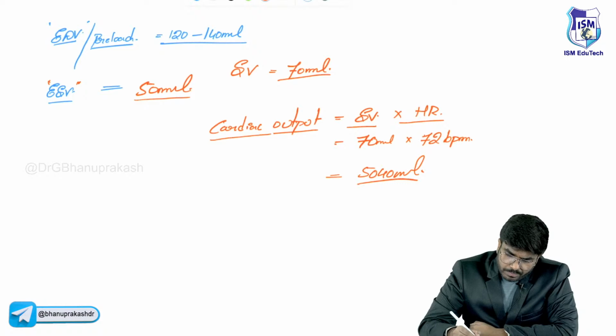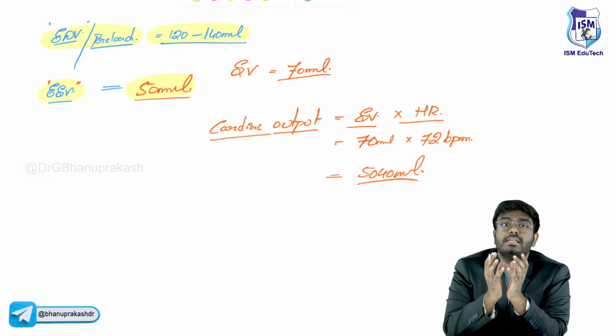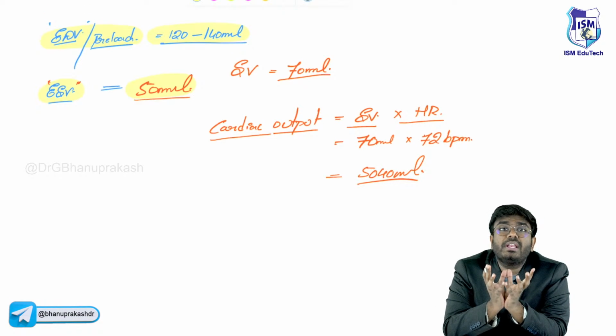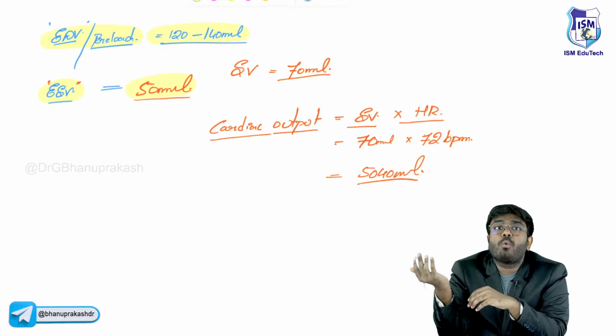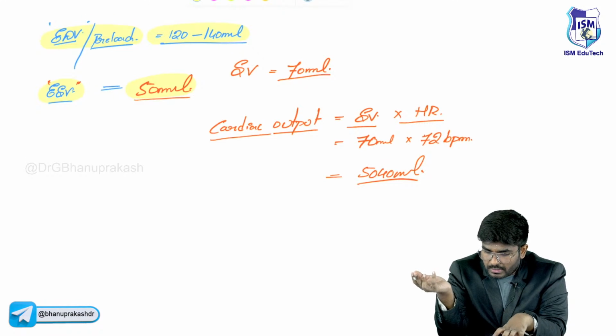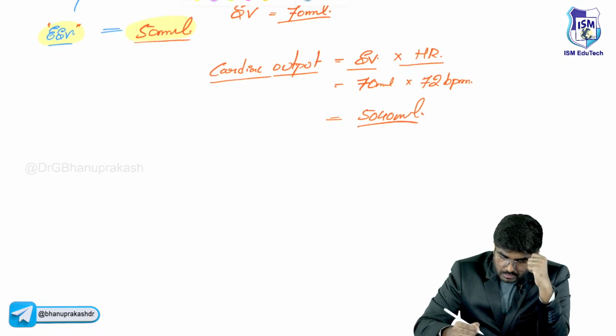Next, please look here. End diastolic volume is 120 to 140. End systolic volume is 50. It means the ventricle is going to fill from 50 ml. Starting, it is 50 ml. From 50 ml, it will fill up to 120. So now look here.